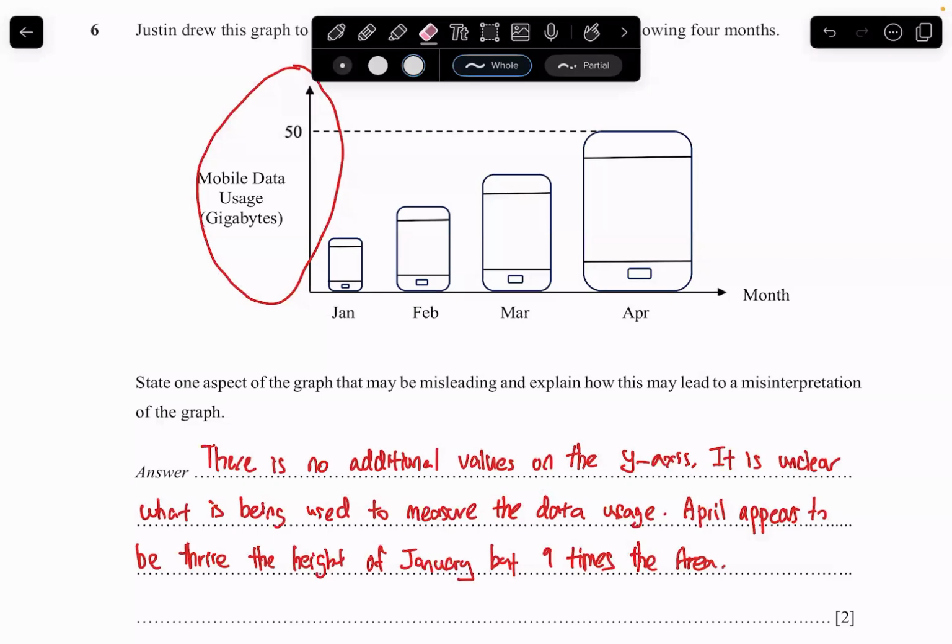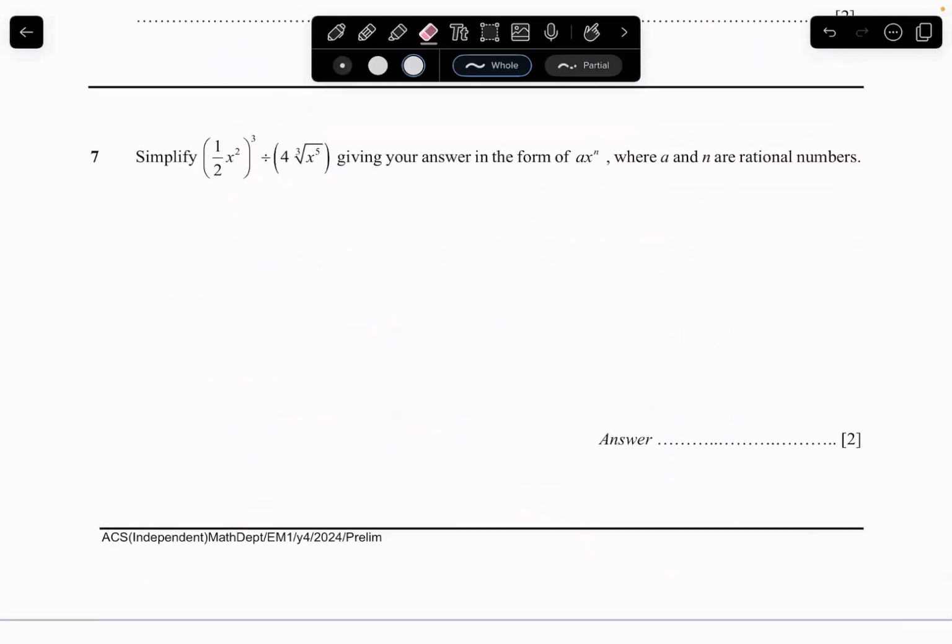Question 7. In this expression, (1/2 x squared) to the power of 3 divided by 4 cube root of x to the power of 5, giving your answer in the form of ax to the power n, where a and n are rational numbers. Over here, let's write down the question first. (1/2 x squared) cubed divided by 4 cube root of x to the power of 5.